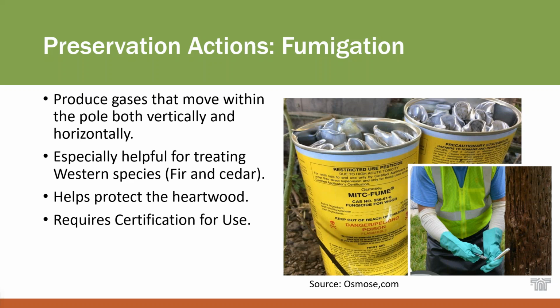Fumigation is one of the options that can be done to extend the life of it. This one that I'm showing here is a mica-fume, and it goes into the timber and turns into a gas and spreads throughout the member, both vertically and horizontally. It's a hazardous material. It's a pesticide that goes in there. You can see the label there. It's a high acute toxicity.